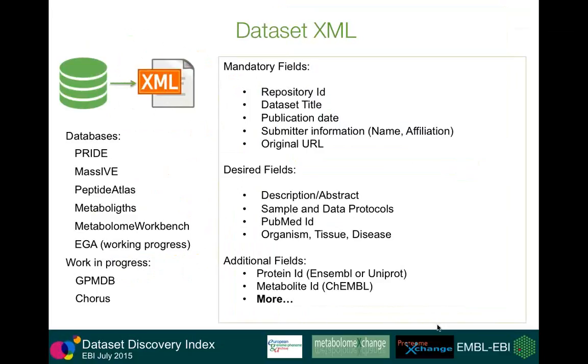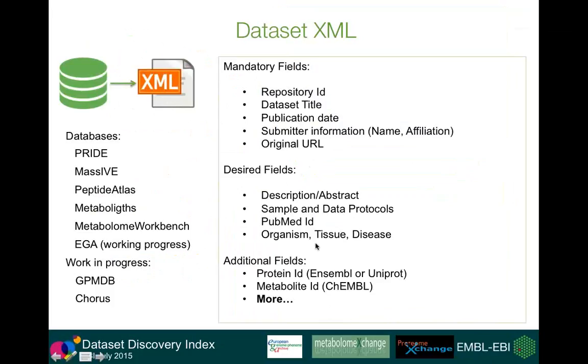The XML, which is actually the key point, the most important, contains all the data from the resources and has three different sets of fields. The first we call mandatory fields. They are, for example, the repository ID, dataset title, publication, submitter information, and the original URL from the original resource. Then we have some so-called recommended fields, which are description, abstract, sample protocol, data protocol, PubMed ID if this dataset is related with a publication, organisms, tissues, disease, and so on.